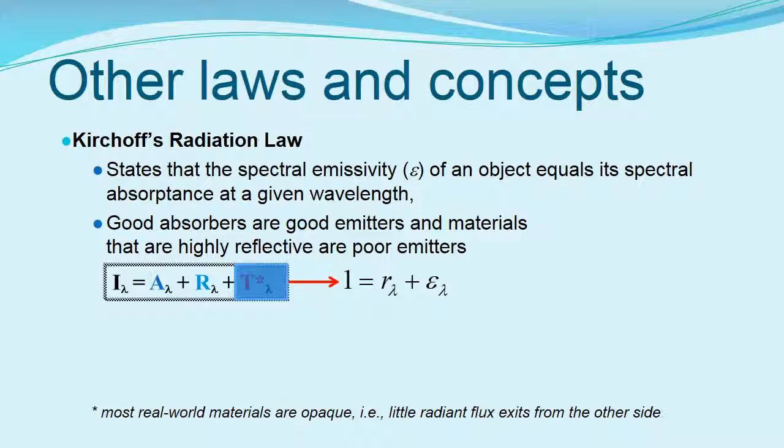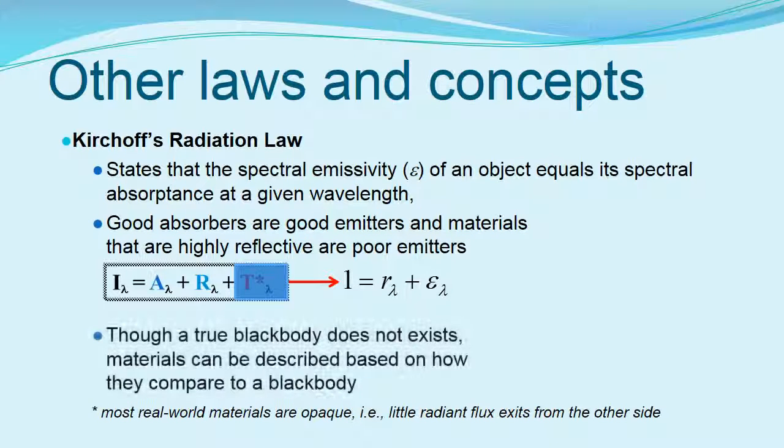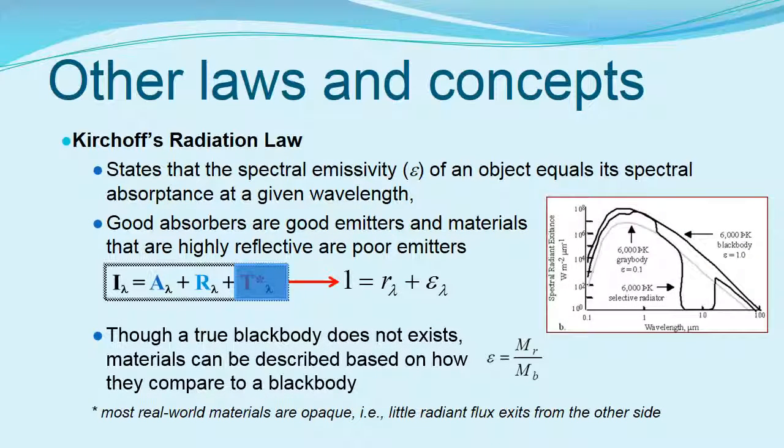Finally, we know through Kirchhoff's law that materials that are good absorbers are good emitters, and materials that are highly reflective are poor emitters. Through the application of additional radiation principles, we can determine the emissivity of real materials, sometimes referred to as gray bodies, and modify the Stefan-Boltzmann law to estimate the temperature of an object using a thermal infrared sensor.